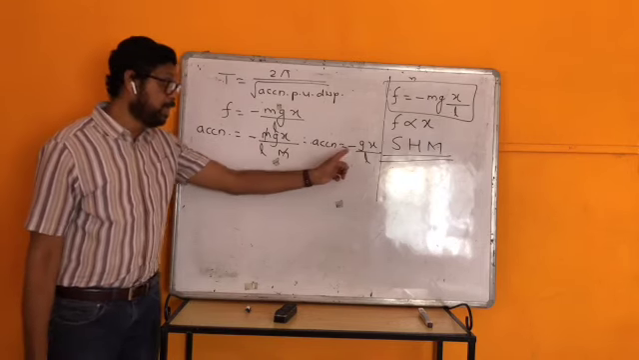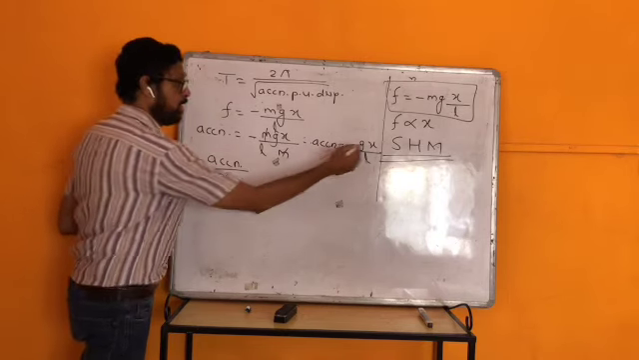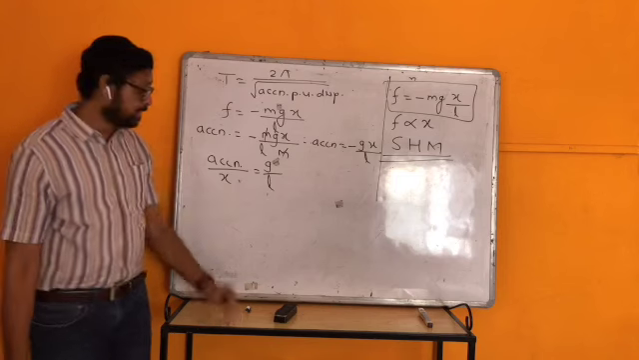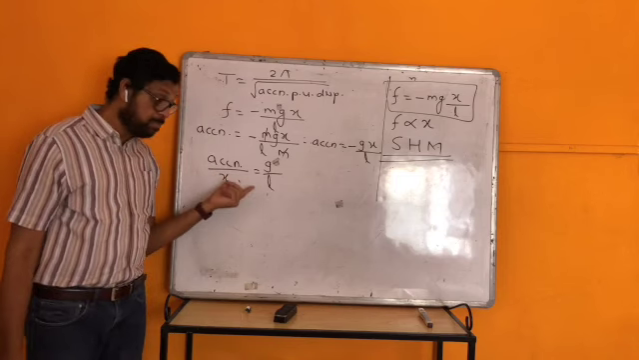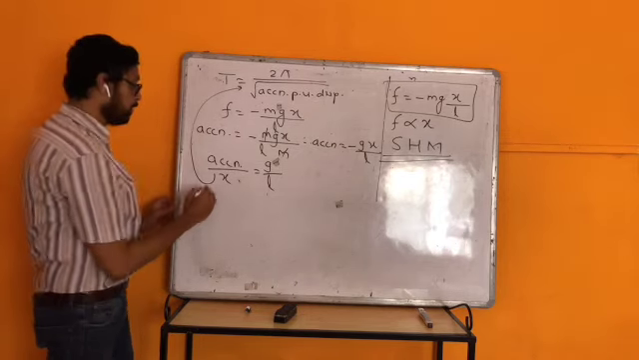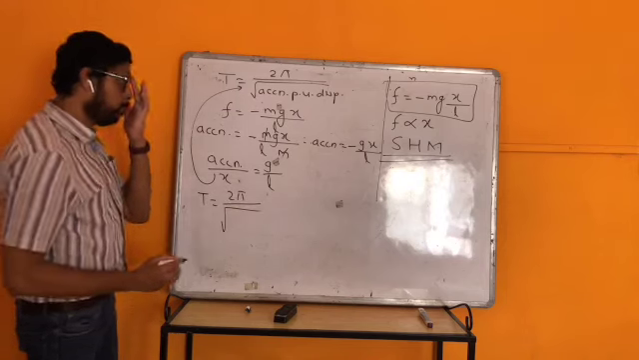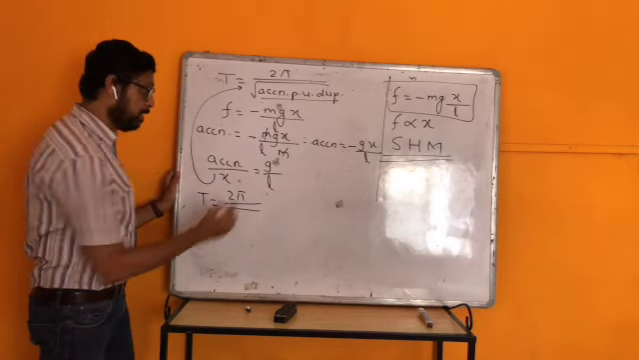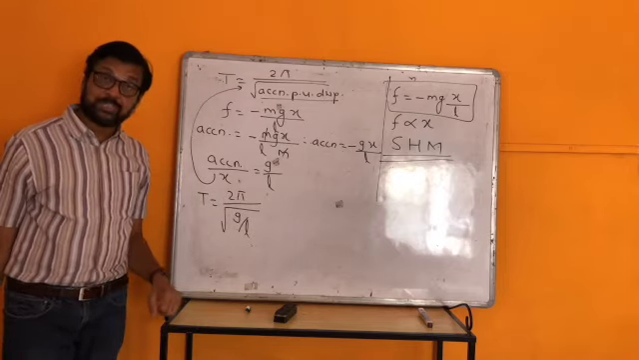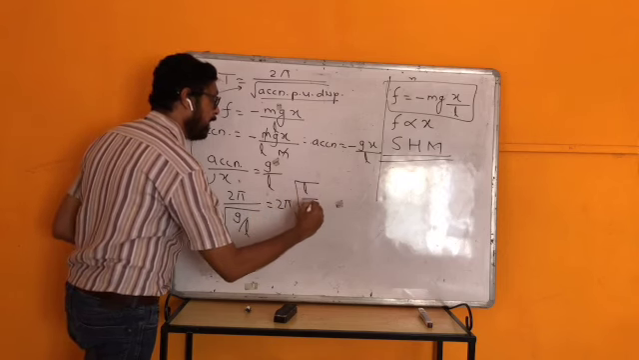Or if you neglect the direction, then acceleration per unit displacement will be equal to g by L. So acceleration per unit displacement in a simple pendulum is g by L. This value we can put here. So T will be equal to 2 pi upon under root acceleration per unit displacement, that is g by L. So T is equal to 2 pi upon under root g by L, or you can say it is equal to 2 pi under root L by g.